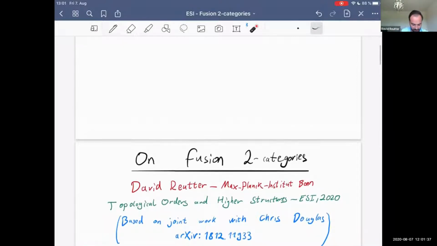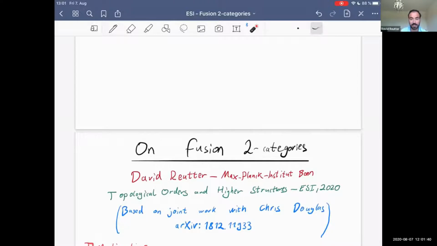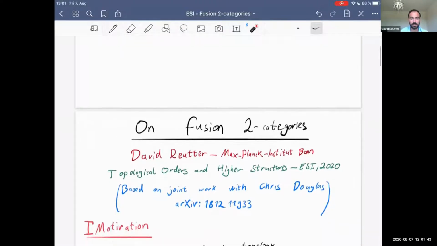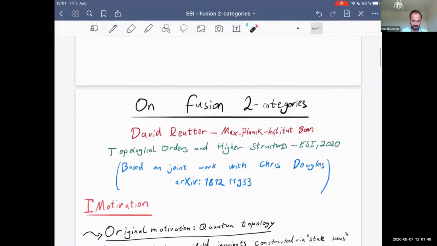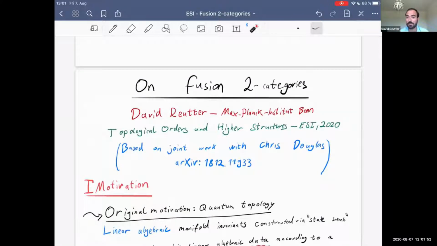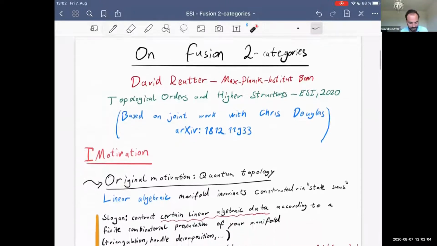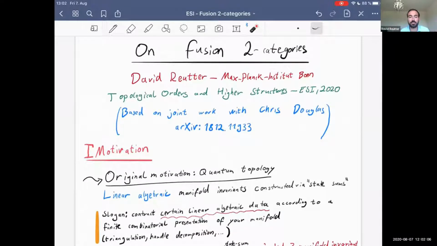Now, we defined these Fusion 2 categories in a paper with Chris Douglas, which is now about 1.5 years ago. And the original motivation for this paper essentially comes from quantum topology. The perspective from quantum topology that I want to advocate here, or that we take in this paper at least, is that it's about constructing linear algebraic manifold invariants via things which you could call state sums. Basically the slogan is, take some appropriate linear algebraic data and contract it, like really tensor contract it, according to some finite combinatorial presentation of a manifold. And this finite combinatorial presentation could be a triangulation of the manifold.